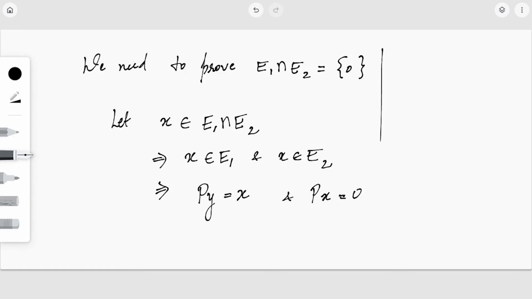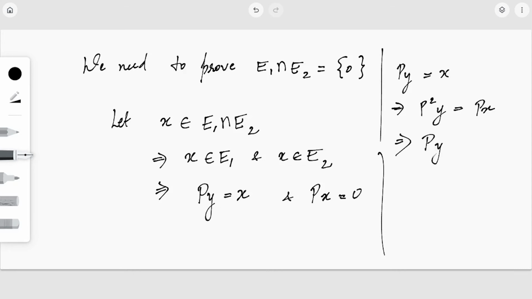Now P of y equal to x implies, applying P on both sides, P square of y is equal to P of x, right? This implies, since P is a projection, P square is P, so I get P of y is equal to P of x, which is nothing but 0, because x is an element of kernel also. So this implies x is equal to 0. So I have chosen an arbitrary element in E1 intersection E2 and I have got that x is 0. So therefore we can conclude that E1 intersection E2 is nothing but the set {0} itself.